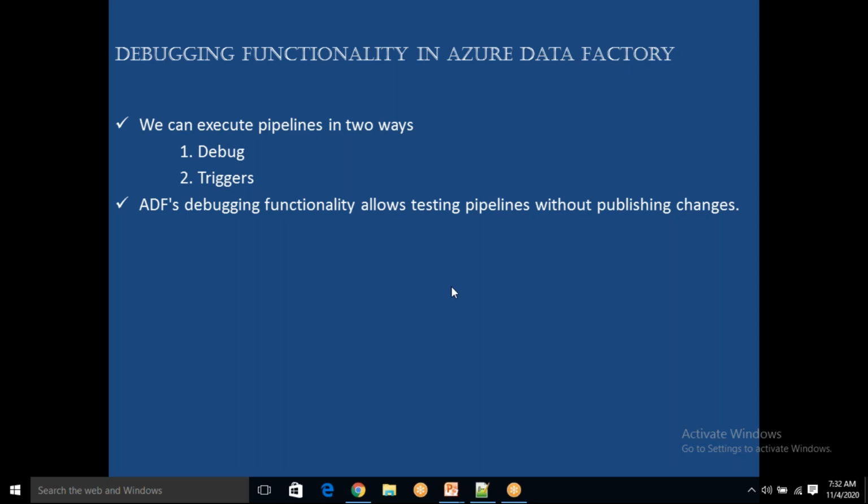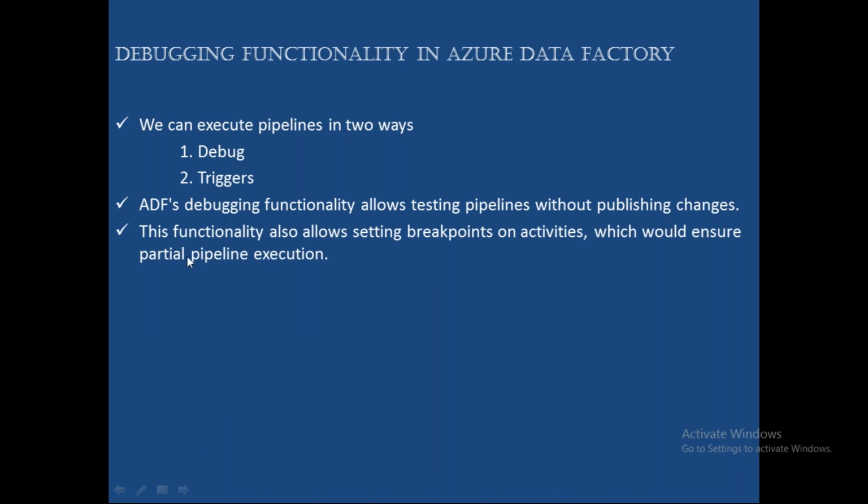Now, my requirement is, as part of development, I want to execute and test only the first 2 activities. I have a total of 5 activities, but I want to test the first 2 to understand whether data is correctly coming into the second activity or not. For that I want to execute only the first 2 activities. I don't want to execute all the activities. In that case, you can create something called breakpoints. This debug functionality also allows setting breakpoints on activities, which ensures partial pipeline execution. So only some part of the pipeline will execute, only a few activities in the pipeline.